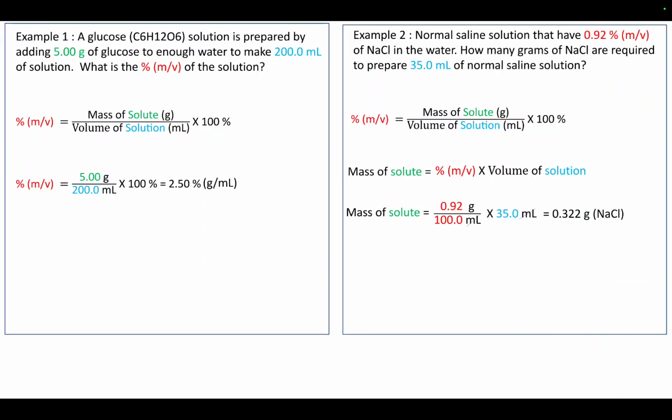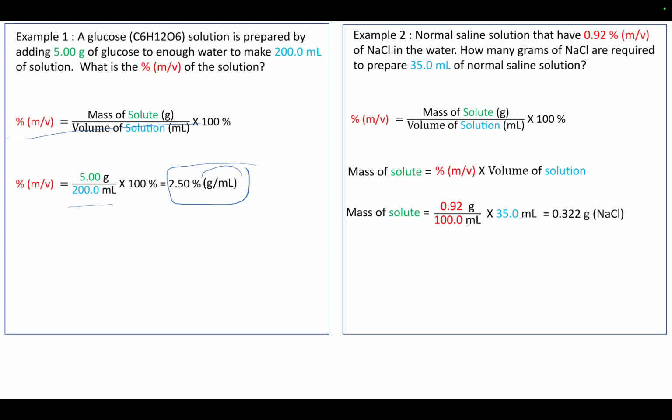The last example for mass over volume percent: a glucose solution, C6H12O6, is prepared by adding 5 grams of glucose to enough water to make 200 milliliters of the solution. What is the mass over volume percent for the solution? So we write the law. We just substitute directly, 5 grams over 200 milliliters, so the answer will be 2.5 grams.